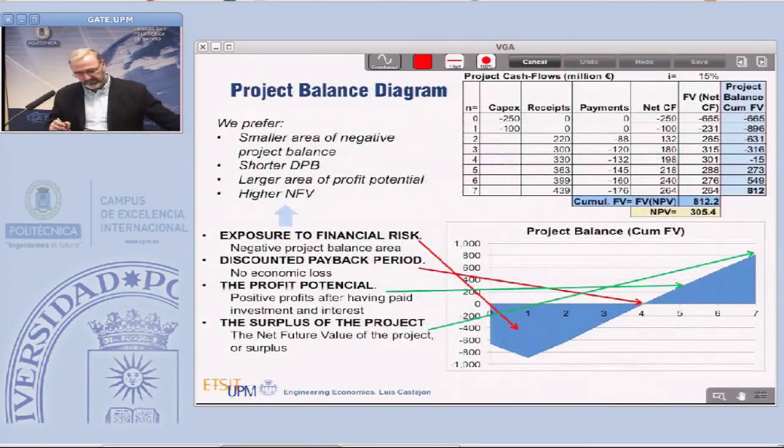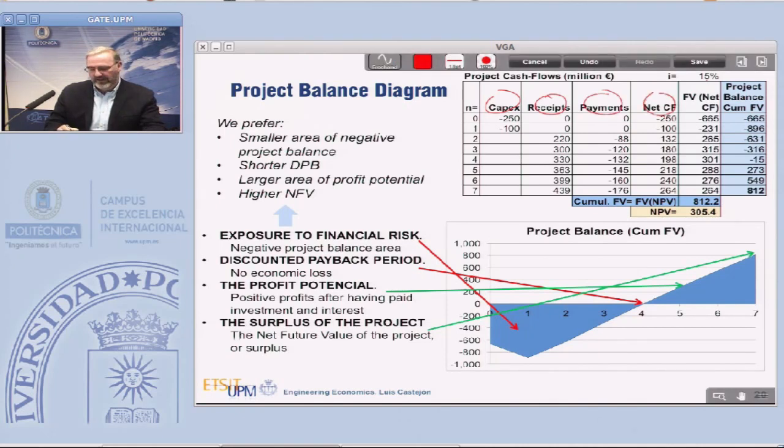Just to note this concept of project balance, because perhaps at some time in your future you will need to draw or calculate the project balance diagram. What is the project balance diagram? It is no more and no less than this calculation. You see here the usual project cash flow: the capex, the receipts, the payments, the net cash flows.